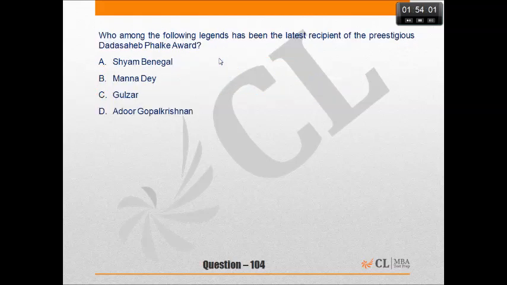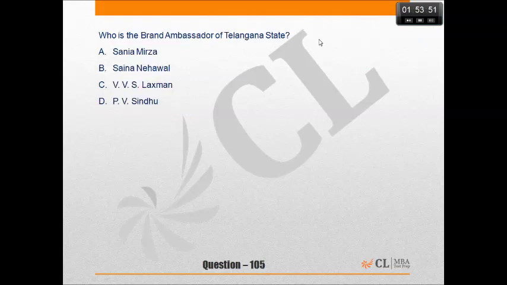Who's the latest recipient of prestigious Dada Saheb Phalke Award? No idea. I know who they are, but the latest recipient is something I am not sure of. Latest, no. I'll skip this question.